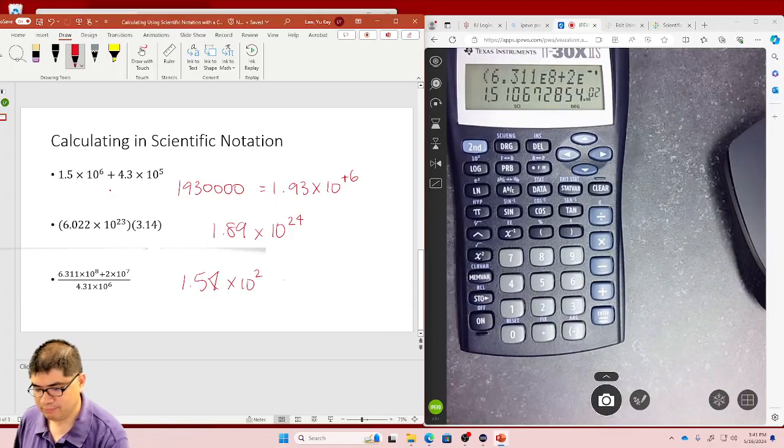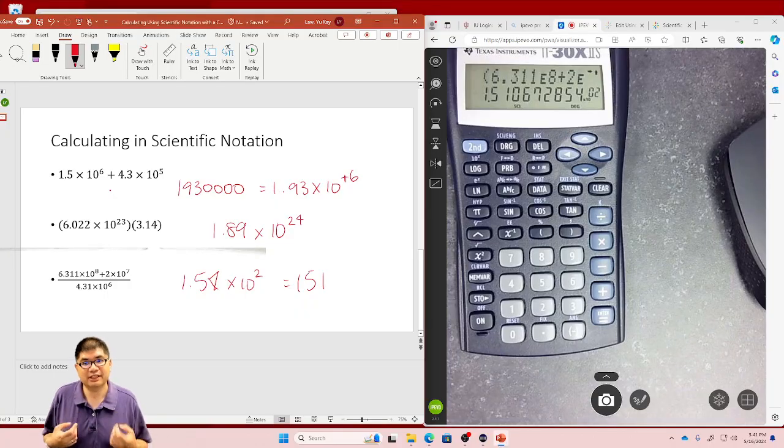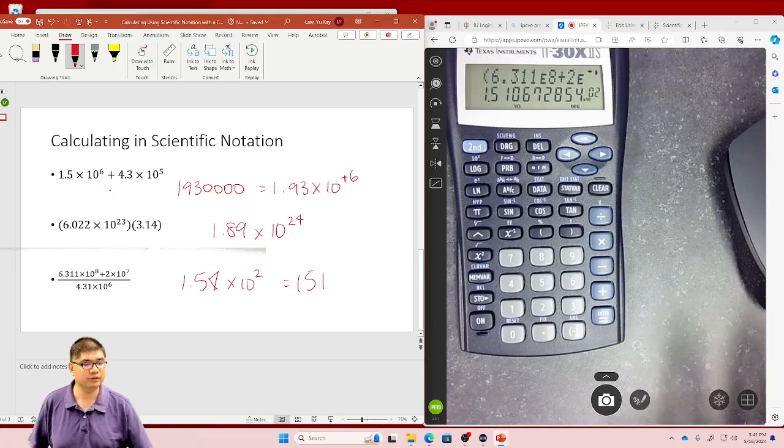Or 151. Okay? So again, this is something that would take practice. I encourage you all to practice and ask for help if you need it.